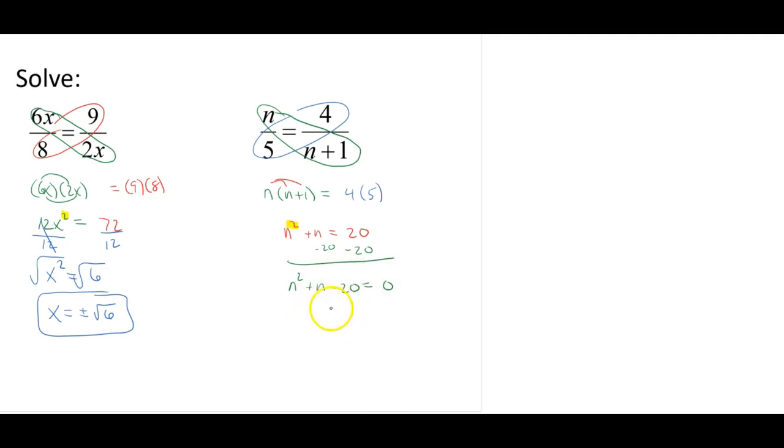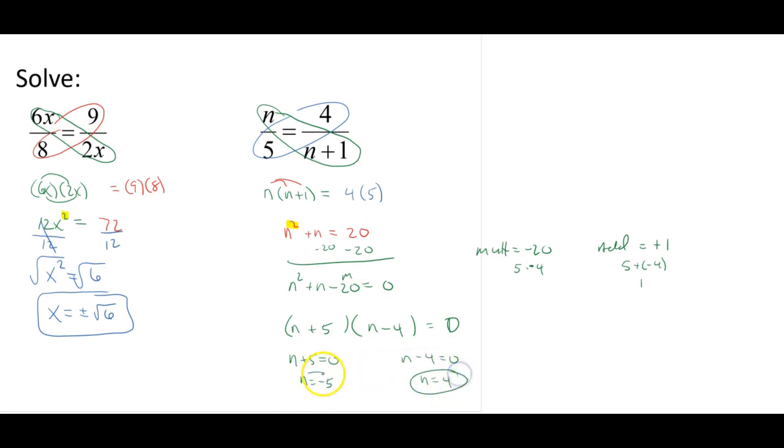Now if you go back to first semester and remember how to solve these using factoring method, right? We need to find the numbers that multiply to give us negative 20 and add up to positive 1. What numbers multiply to give me negative 20 and add up to positive 1? Okay, in this case, if I look, 5 times negative 4 will give me negative 20. 5 plus negative 4, right, will give me 1. So it's going to be n plus 5, n minus 4. And now all I have to do is set both of these equal to 0. So n equals negative 5, n equals 4. Both of these values of n will make these ratios proportional.